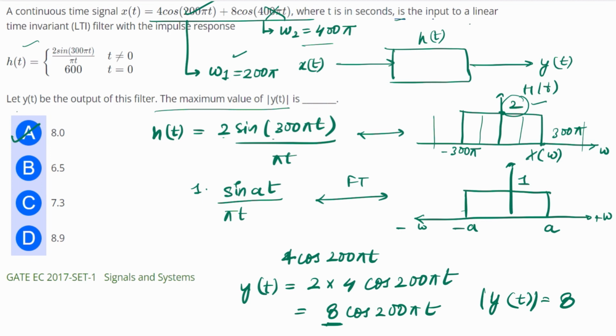Whenever ht or hf is given, we can always convert it into a waveform so that we can check which frequency will pass and which will be blocked by that particular filter.